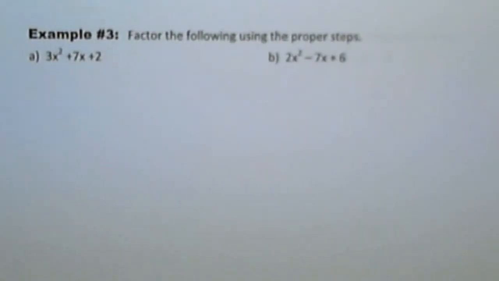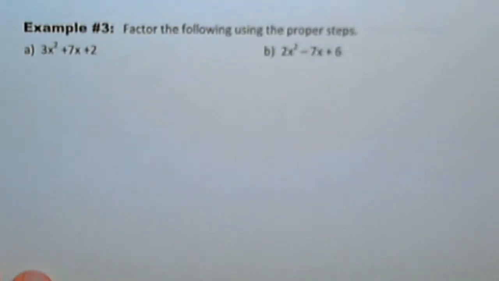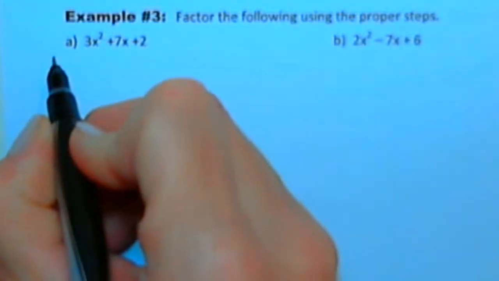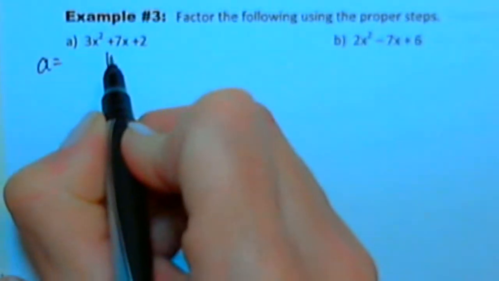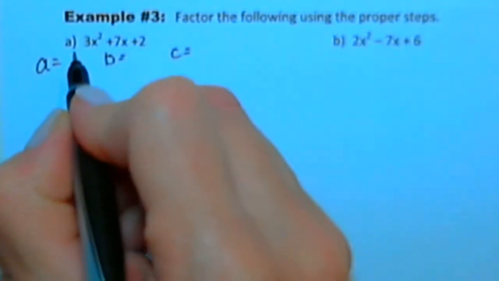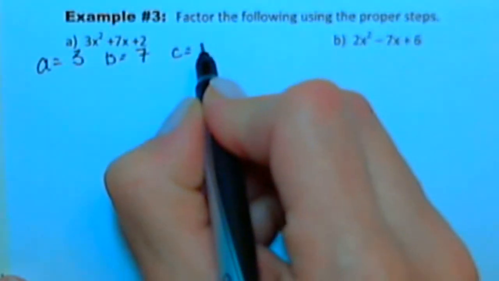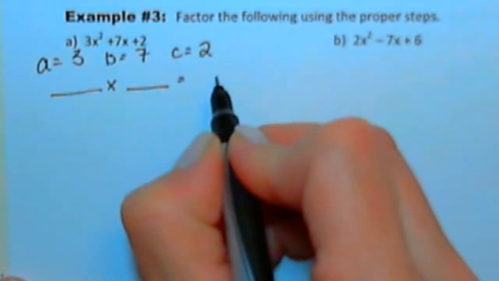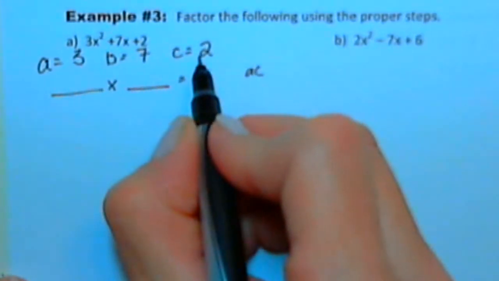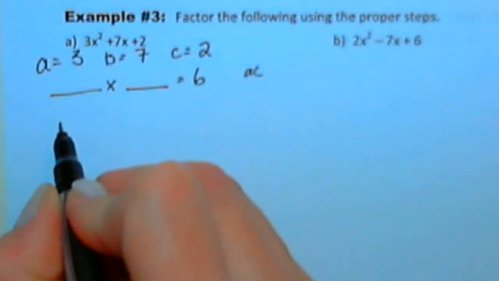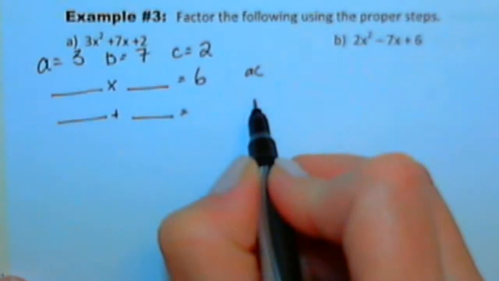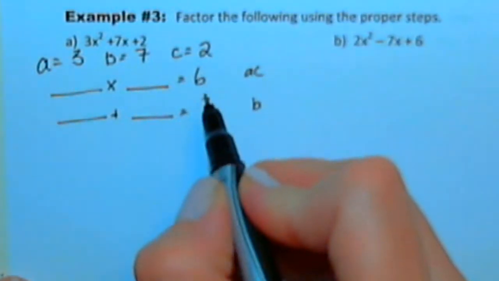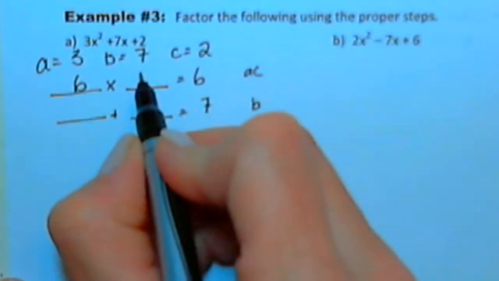All right. Factor the following using the proper steps. Just zoom this in a little bit. And what are the proper steps? Proper steps are first to identify A, B, and C. A is 3, B is 7, C is 2. You want to find two numbers in the world that multiply to give you what A and C are. A times C is 3 times 2, which is 6. And you also want to have two numbers that add to give you B, which is 7. What two numbers in the world multiply to give you 6 and add to give you 7? Well, just 6 and 1.